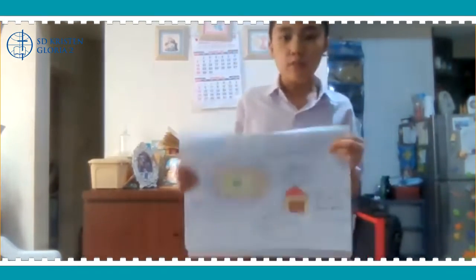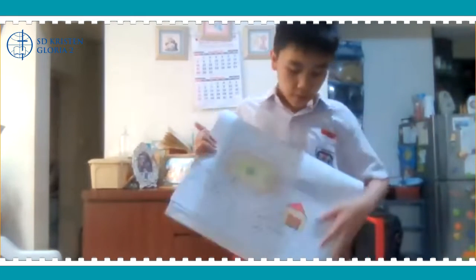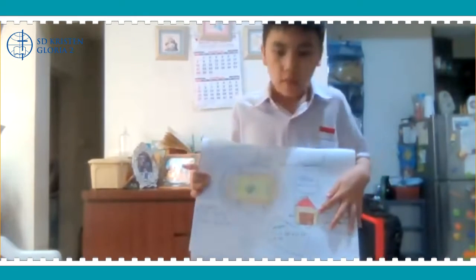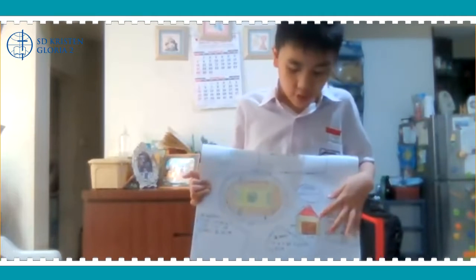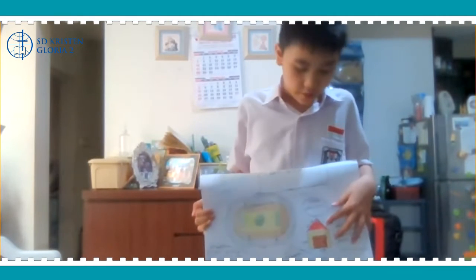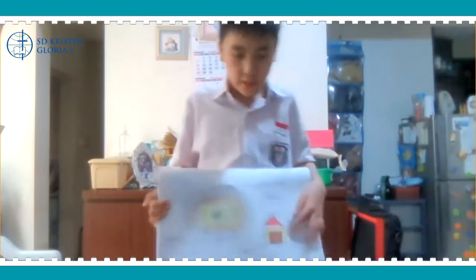The athletes' waiting room has a rectangle shape for the walls and a triangle shape for the roof, and it also has a door.